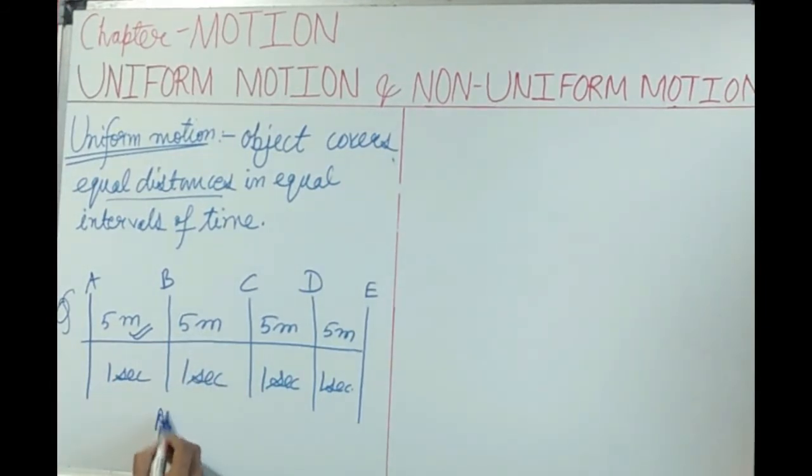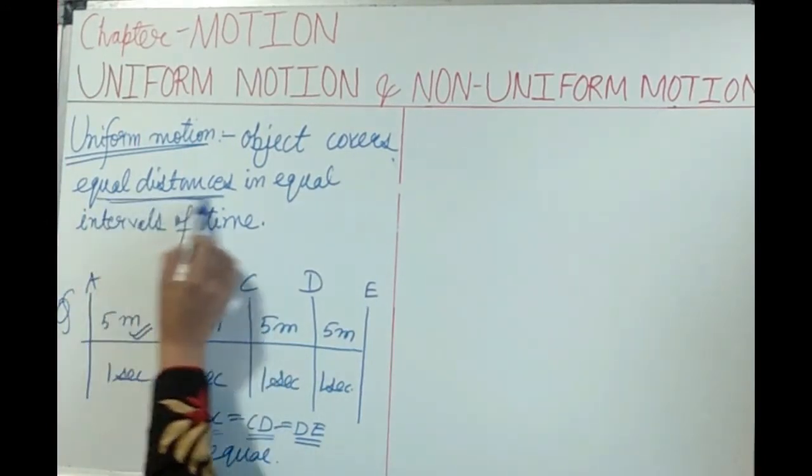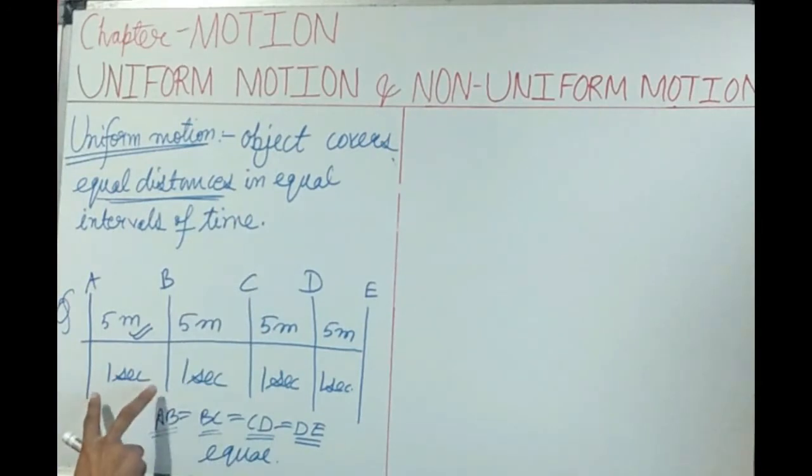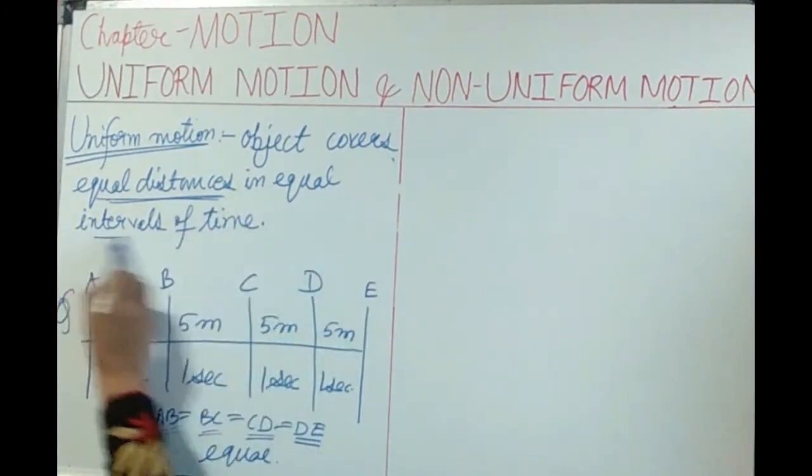Here AB equals BC equals CD equals DE. That means all these lengths, all these paths are equal. That is, the object has covered equal distances. And the time intervals are also 1 second, 1 second and 1 second accordingly. So that is equal distances in equal intervals of time.